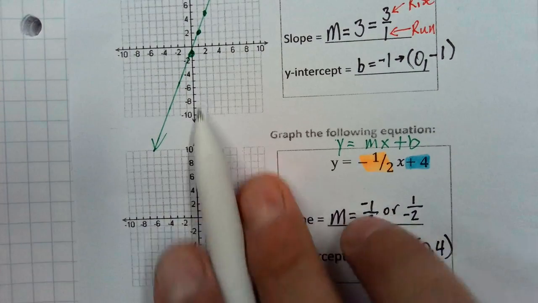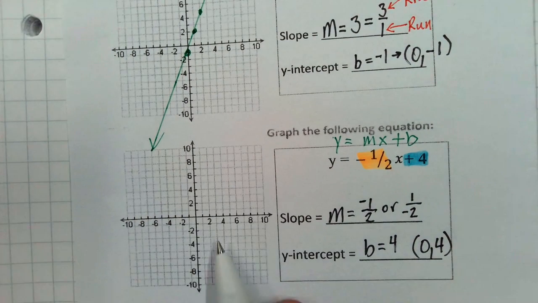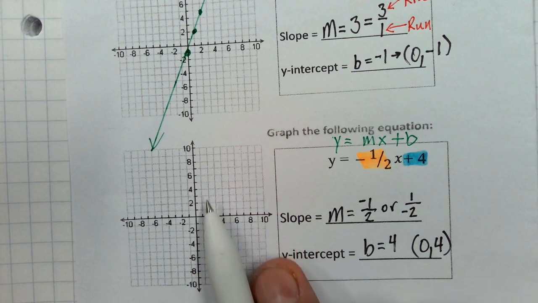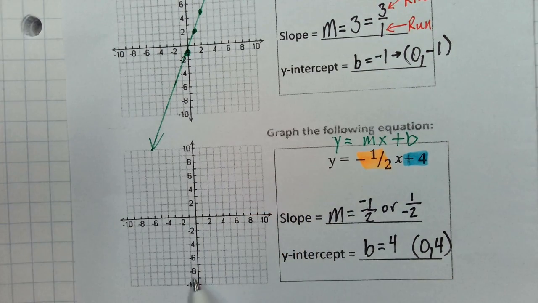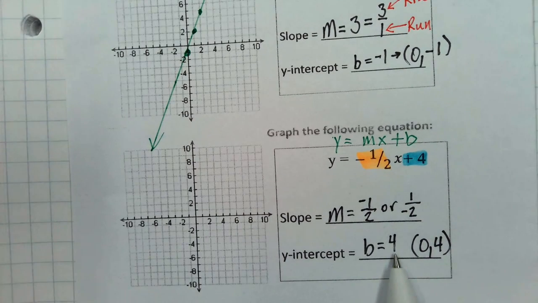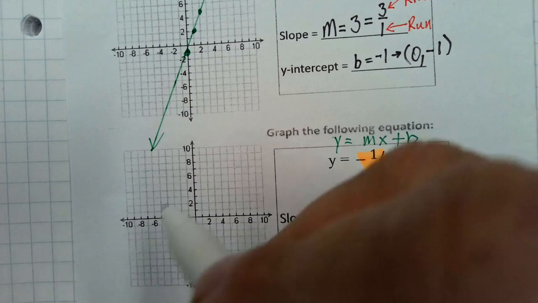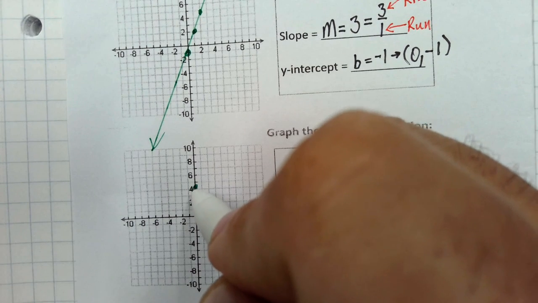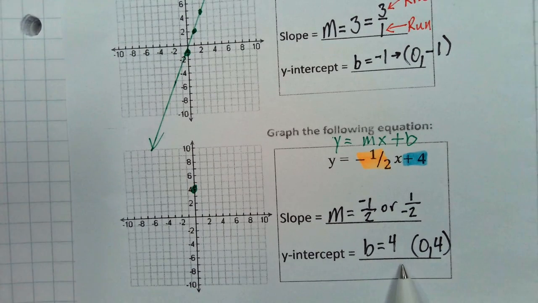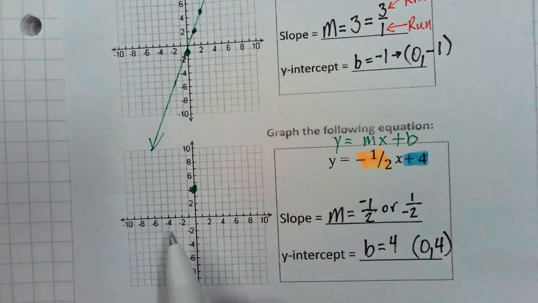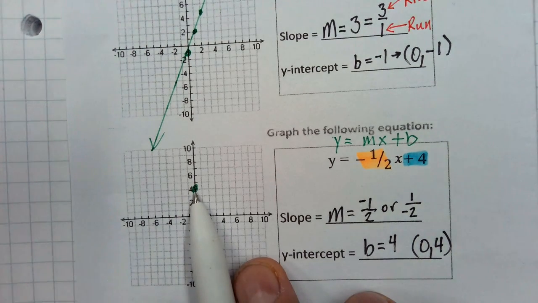Where do I find it on the y-axis? On which number? Which number on this y-axis do I start at? 4. The y-intercept's always your starting point. So look for 4 right there. This tells you where on the y-axis to start, 0, 4, just 4 basically. Now I'm going to use the slope, the rise over run. It's negative 1 over 2.